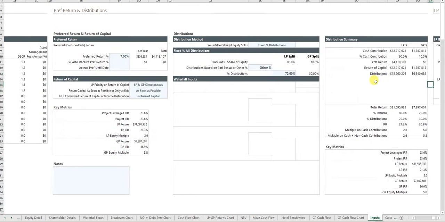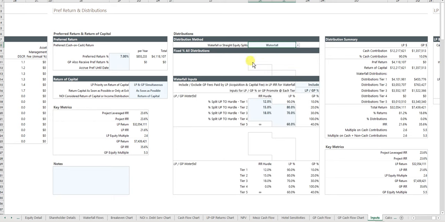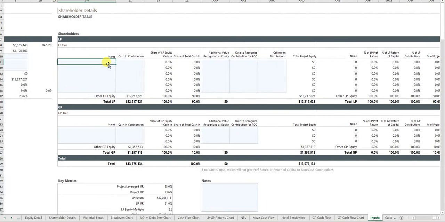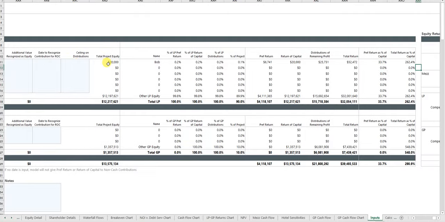And once you've come this far, you're almost done. You now just tell the model about the agreement you have between the LP and the GP, preferred return, LP getting paid back first or getting paid back simultaneously. You can do fixed distribution splits on everything after return of capital, or I could select, no, let's do a waterfall. This section goes away, this section comes alive, and you can do LP hurdles. And then lastly, you can enter in specific LP names if you like, and how much they're going to put in, and the model will show returns for each individual based on that.